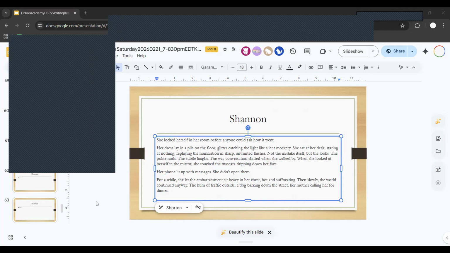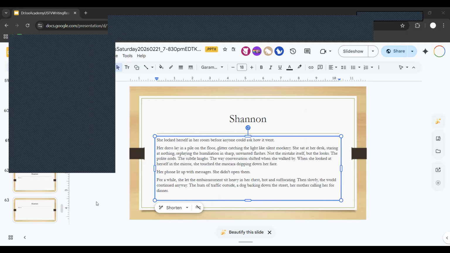She locked herself in her room before anyone could ask how it went. Her dress lay in a pile on the floor, glitter catching the light like silent mockery. She sat at her desk, staring at nothing, replaying the humiliation in sharp, unwanted flashes. Not the mistake itself, but the looks, the polite nods, the subtle laughs, the way conversation shifted when she walked by. When she looked at herself in the mirror, she touched some mascara dripping down her face.